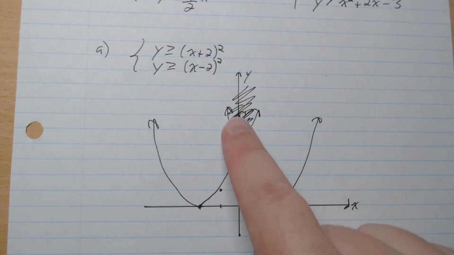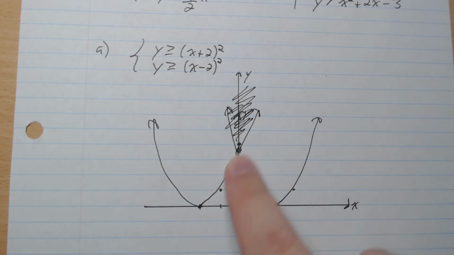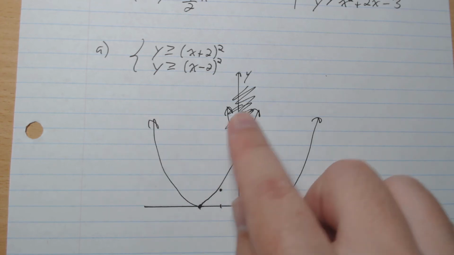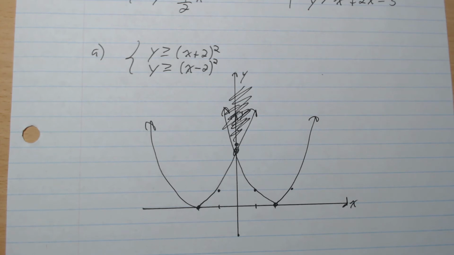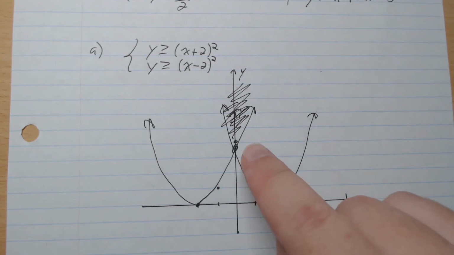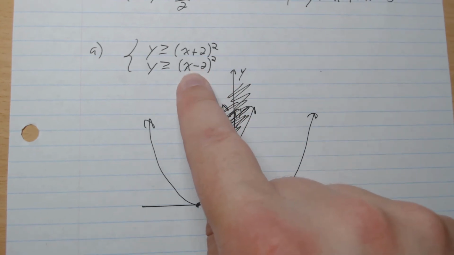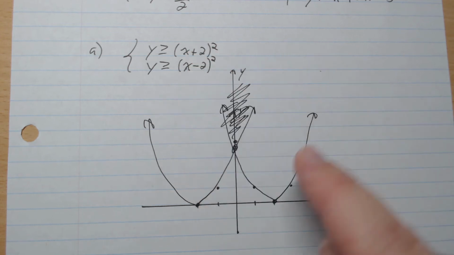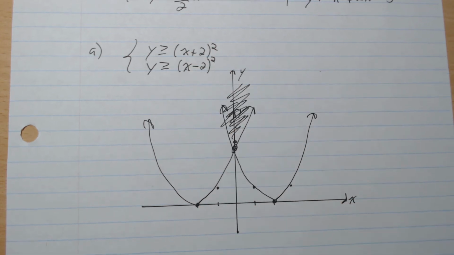x minus 2 squared, here we are. X plus 2 squared, here we are. Above both is this section right there. And if you want to write 4, you can, right? If you plug in x equals 0, you get a y value of 4. So 1, 2, 3, 4, like that.